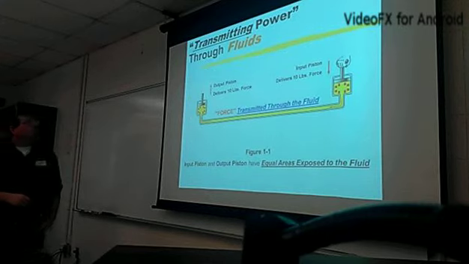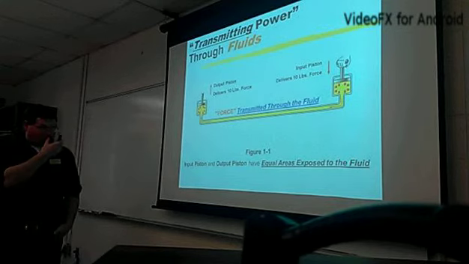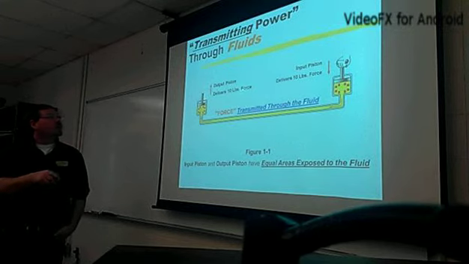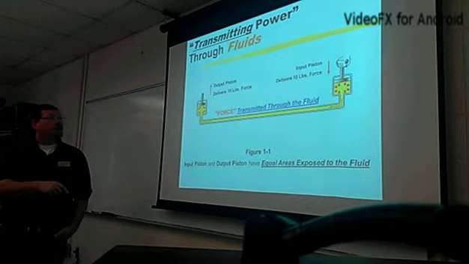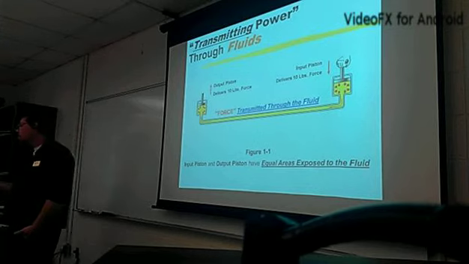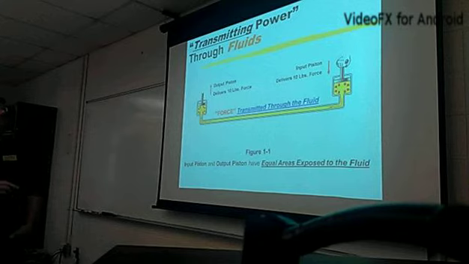Alright. So, pretty simple. If we want to transmit force, we can do it this way. Right here we have the same size piston. If we put down 10 pounds of force on one side, then we get 10 pounds of force out on the other side. Make sense? It's confined fluid.